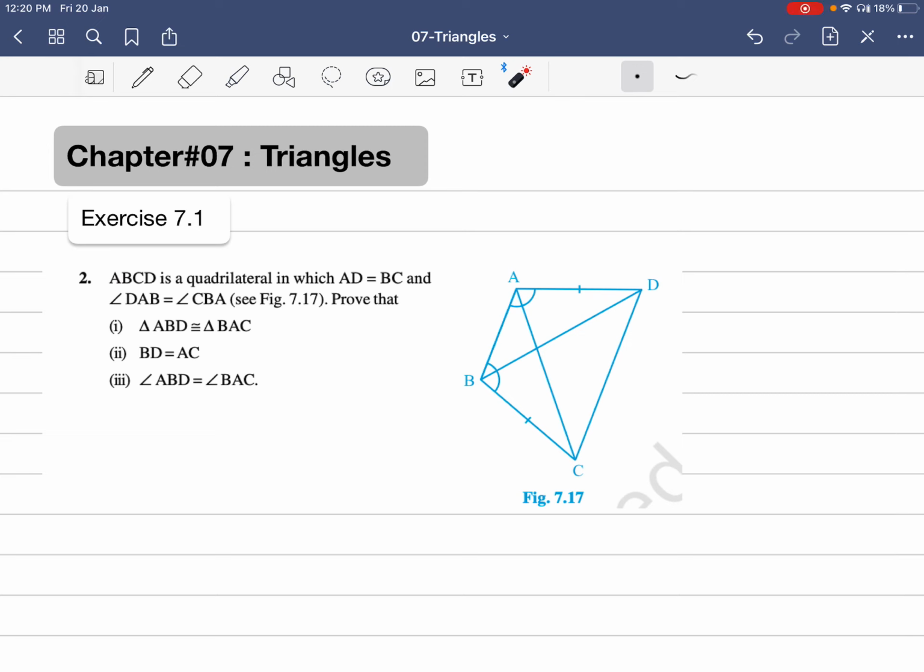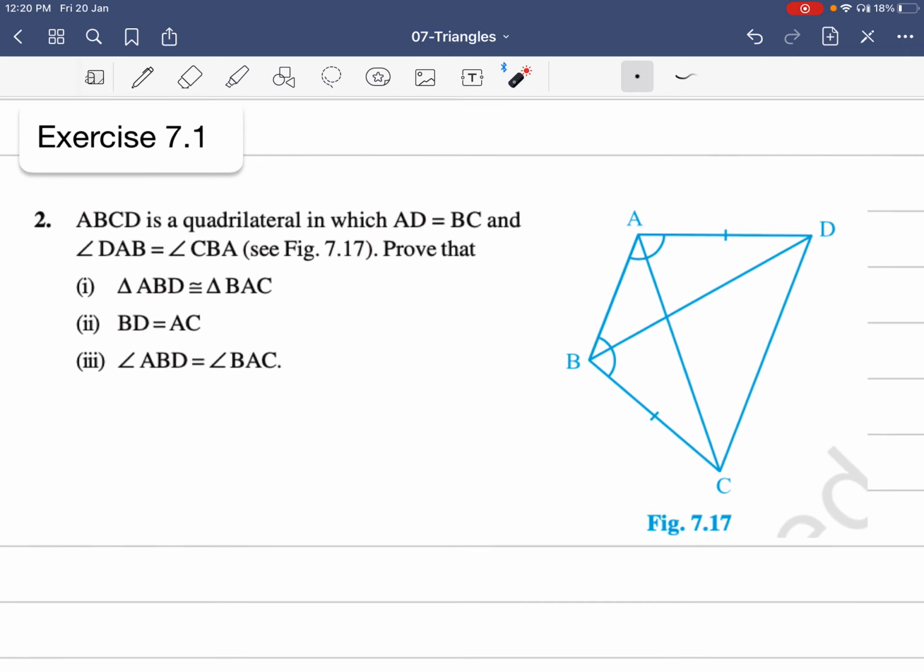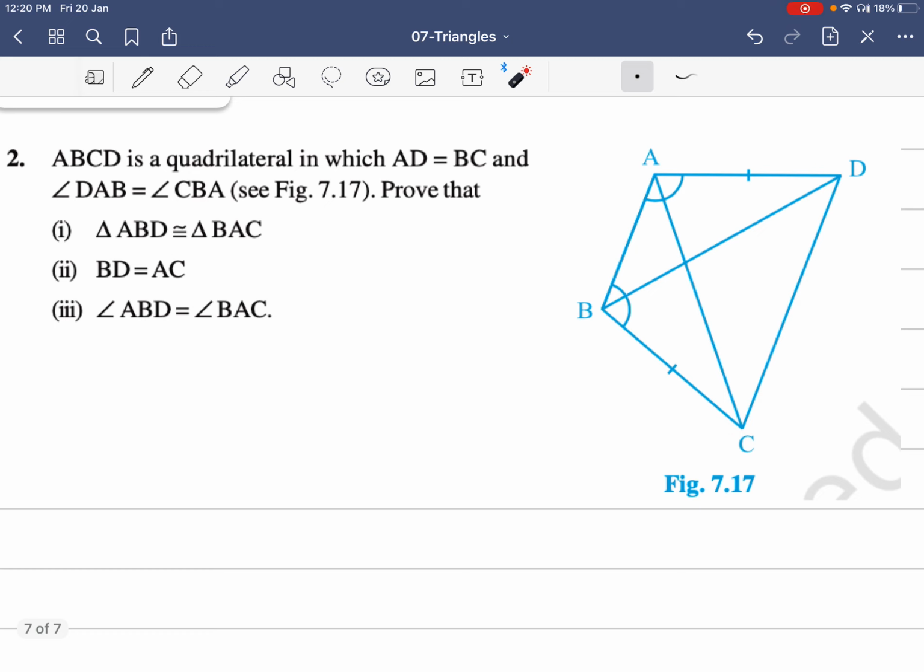So in this video, we are going to continue solving exercise 7.1 and we are going to see problem number 2. Let's read the problem. ABCD is a quadrilateral in which AD is equal to BC. So this is ABCD, a quadrilateral, and side AD, its mark is equal to side BC. And angle DAB, so this angle, let me use a highlighter now.